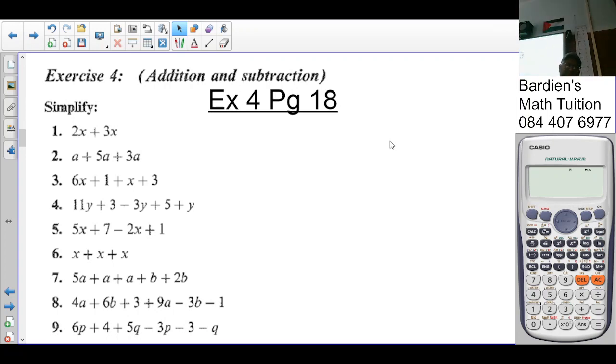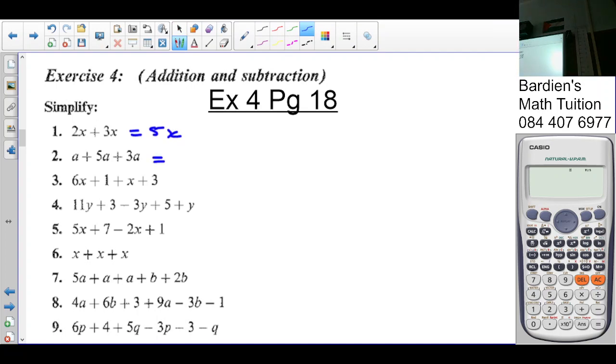But that's it. So the first answer we worked through yesterday, and that was 5x, because I had 2x plus 3x is 5x. Number 2, there was a 1 here. Correct? So 1a plus 5a is 6a. 6a plus 3a is 9a.